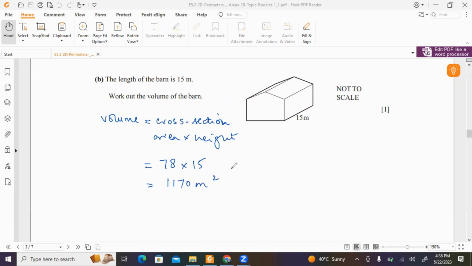So whenever you have 3D shapes and you've already calculated the area, and they've given you the running length of the 3D object, you can easily find the volume by multiplying the cross section area with that.